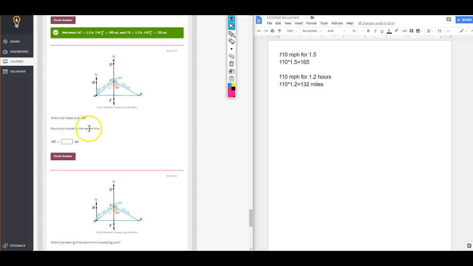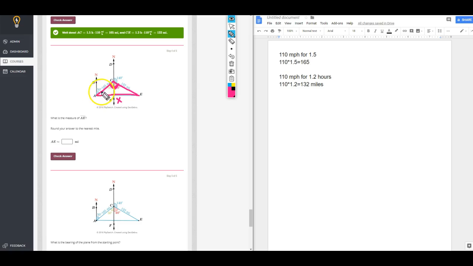And then it wants us to find the measure of side length AE. Round your answer to the nearest mile. So right here is side length AE. We know 50 plus 40 is actually a 90-degree angle. We have this side length, which is 165. We have this side length, which is 132. And we have this unknown side length.